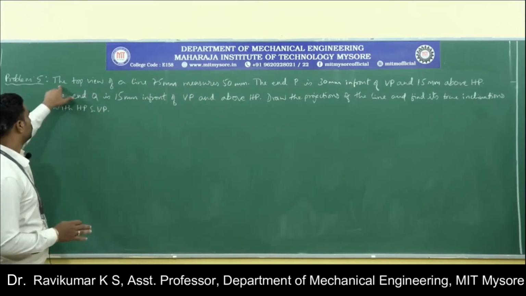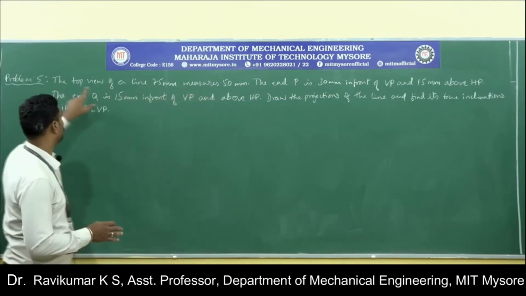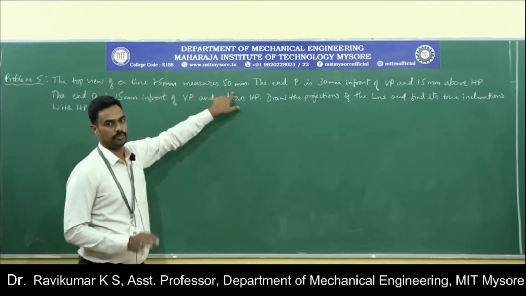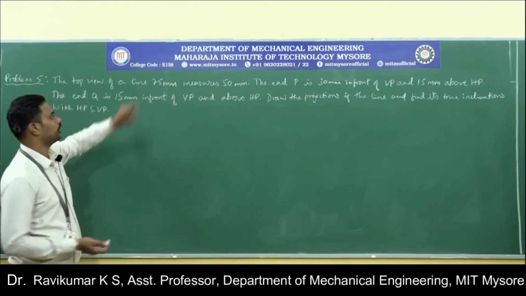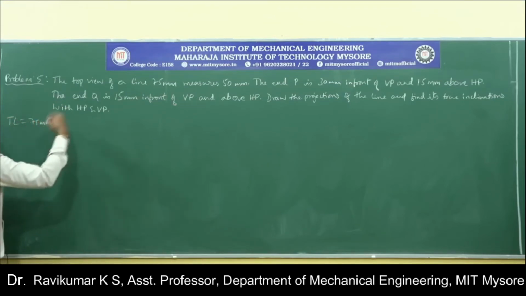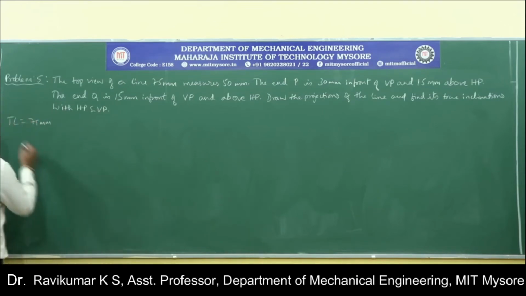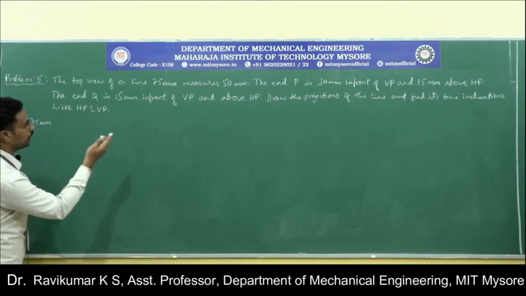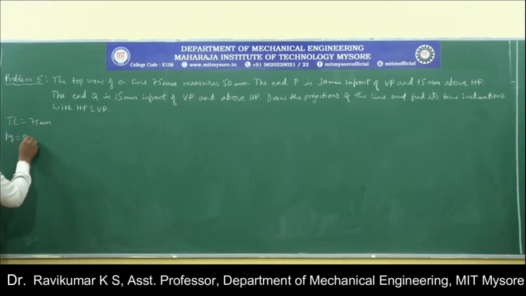You just analyze. The top view of a line 75 mm measures 50 mm. Here, the top view is measuring 50 mm. Therefore, 50 mm is the apparent length, and 75 mm is the true length. The top view means it will be below the XY line, that is AB, or here it is mentioned as PQ. So it is PQ, small letters p and q, 50 mm.